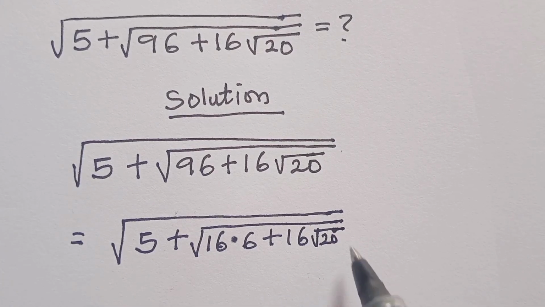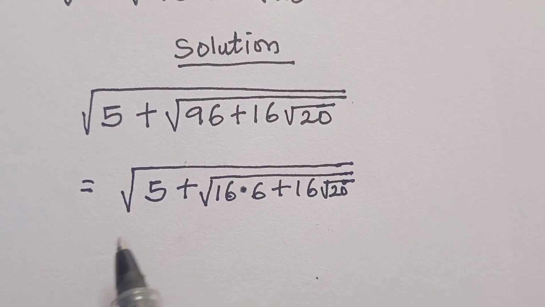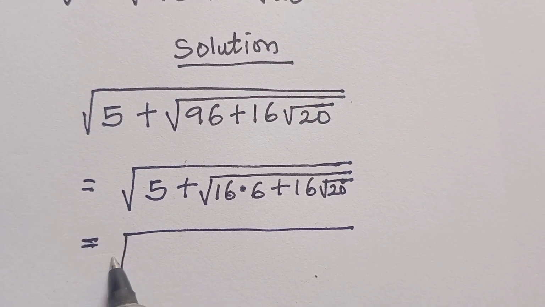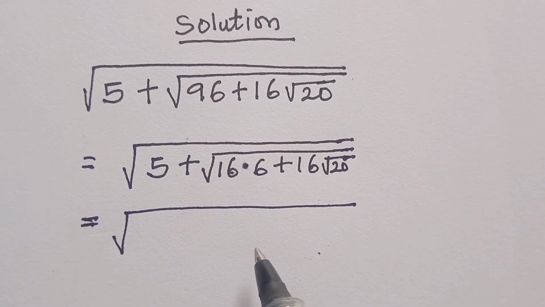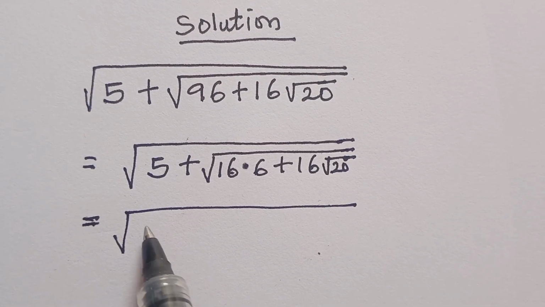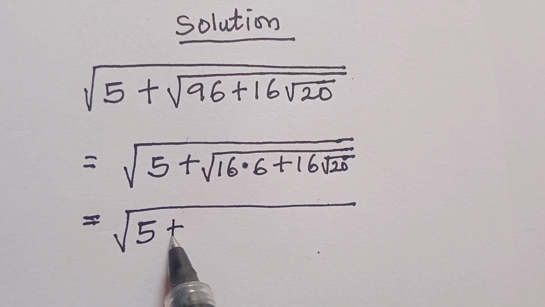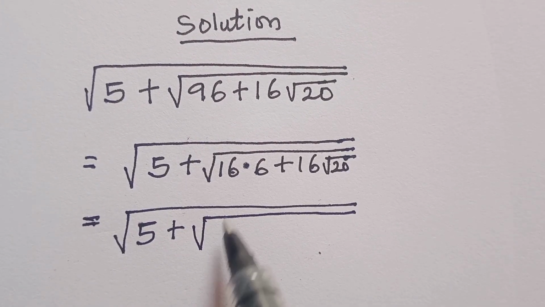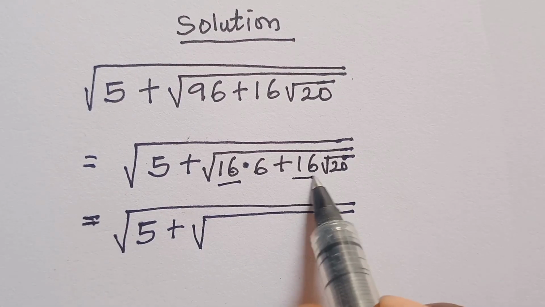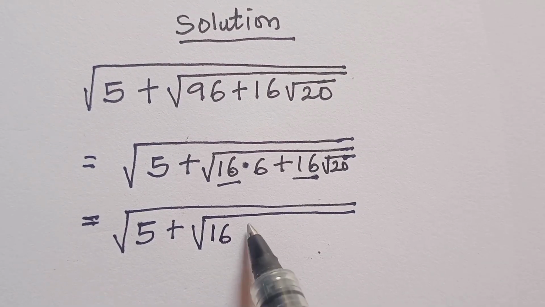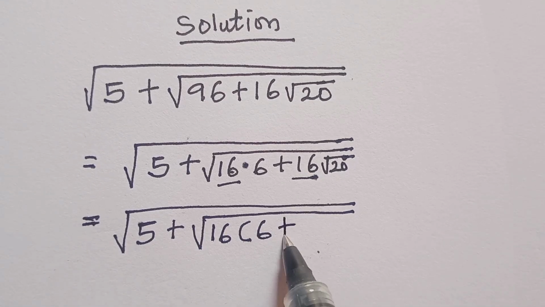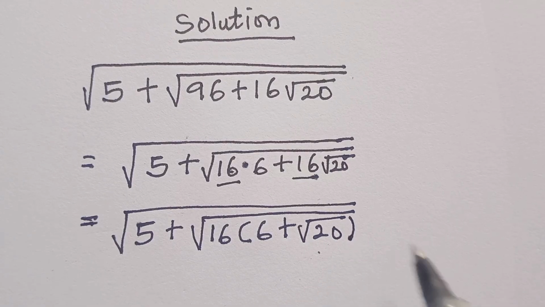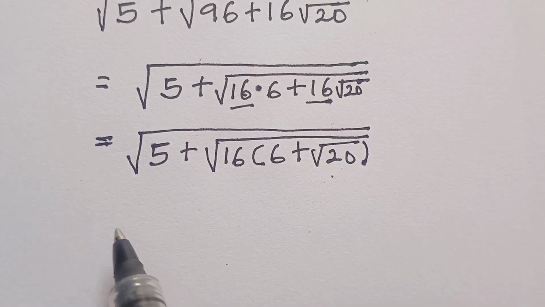If you look at this step very well, you will notice that 16 is common to 6 and the square root of 20. In the light of that, let's try and factorize out 16. We'll now have the square root of 5 plus the square root of 16, because 16 is common to both 6 and the square root of 20. So now we have 16 into bracket 6 plus the square root of 20, close bracket. Once you understand it up to this stage, let's just move on.